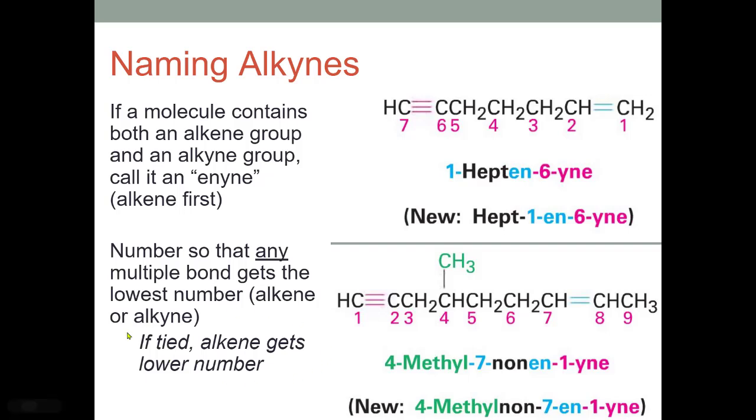And so I sort of sum that up here that you give any multiple bond the lower number. However, if there's a tie, it goes to the alkene as the lower or earlier alphabetical substituent. And so you can see that older naming scheme and the newer naming scheme. The newer one certainly isn't great to say, but it's pretty good for writing a very clear name.